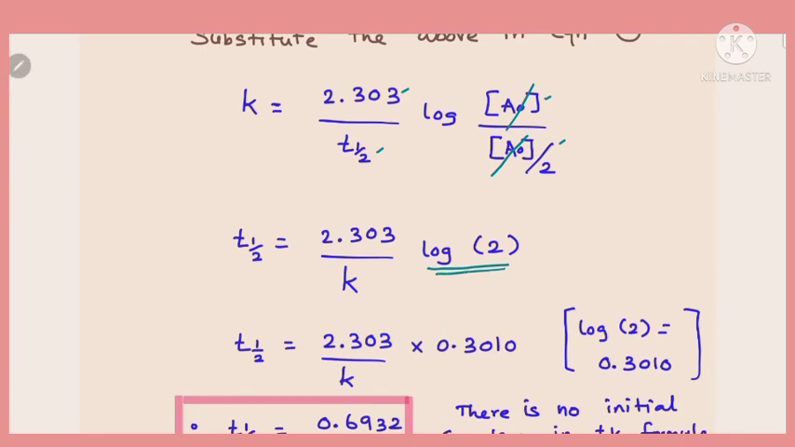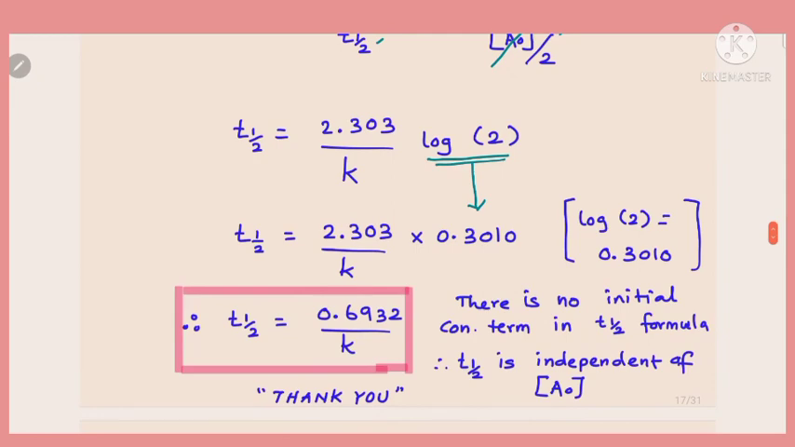So what is log 2? The value of log 2 is 0.3010. Finally you get the formula t half equal to the product of these two numbers, 2.303 and 0.3010, which is 0.693 divided by k. So this is the half-life period formula for a first order reaction, that is t half equal to 0.693 divided by k. This is the derivation of the half-life period formula for a first order reaction.